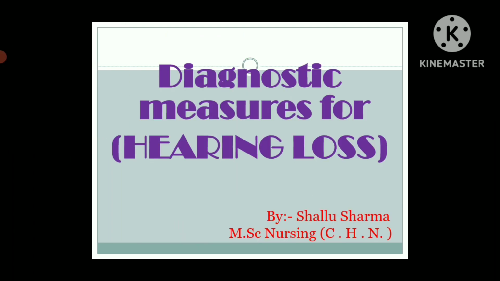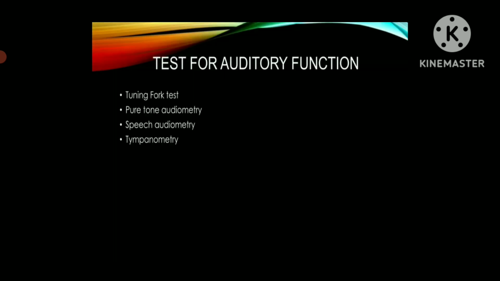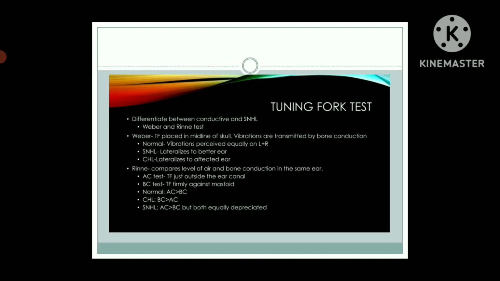Diagnostic measures for hearing loss. First, we have to take the history of the patient and do a physical examination, in which we have to perform two tests, Rinne and Weber test, audiometry and tympanogram. As I mentioned, tests for auditory function: first is tuning fork test, pure tone audiometry, speech audiometry and tympanometry. First is the tuning fork test.